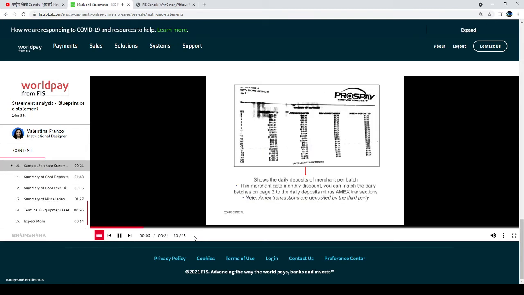This slide shows the daily deposits of the merchant per batch. The merchant gets monthly discounted. You can match the daily batches on page 2 to the daily deposits minus the American Express transactions. We want to make a note that American Express transactions are deposited by a third party.